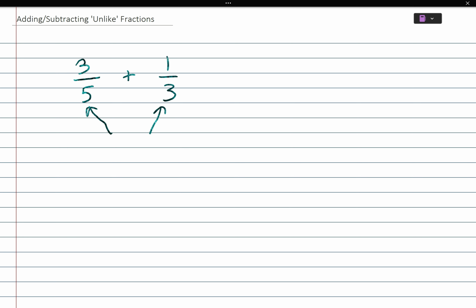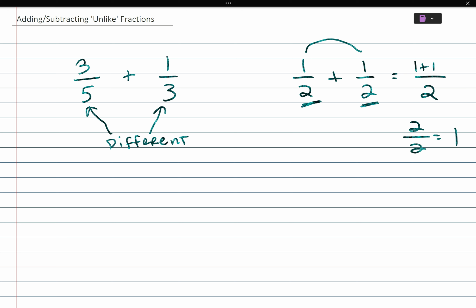The denominators are different. If the denominators were the same, such as 1/2 plus maybe another 1/2, right? The denominators are the same as 2's. So you would just treat that as such. You would write them with the answer having the same denominator, then just add the two numerators, right? 1 plus 1, so then you get 2/2, which we know to be 1. However, when the denominators are different, unlike fractions, then we have to do it a different way.